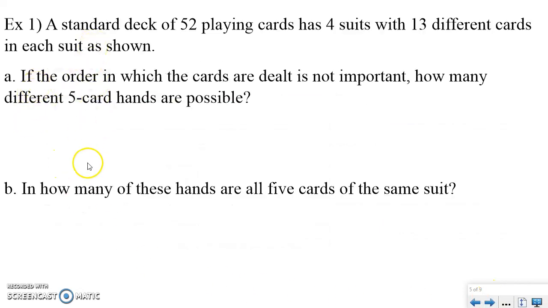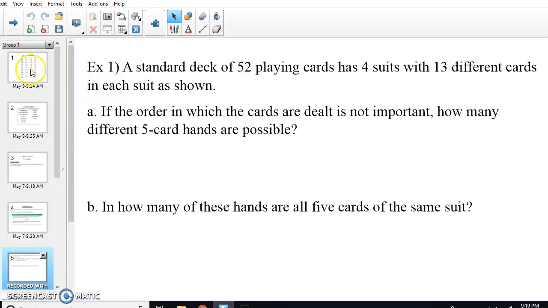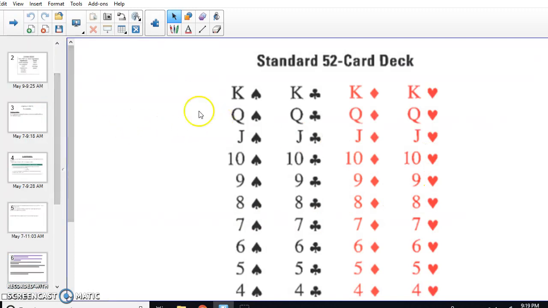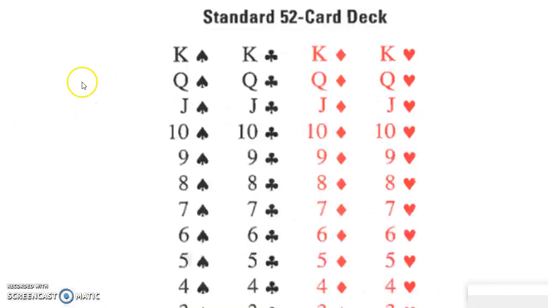Okay. A standard deck of 52 playing cards has 4 suits with 13 different cards in each suit, as shown. And I'm going to flip back to this so you can see it, because I know a lot of you might not be familiar with cards. So this is kind of the makeup of a deck of cards. And you have that sheet just so you can refer back to it, because we'll do a lot of questions with this.